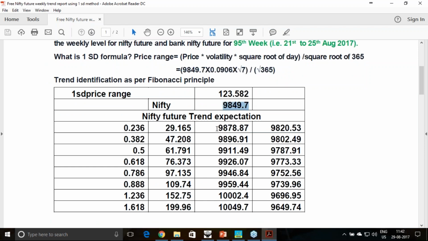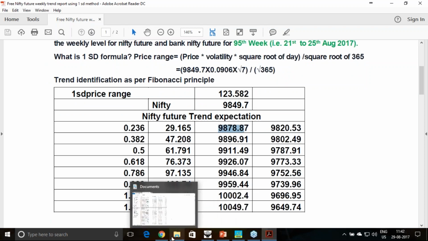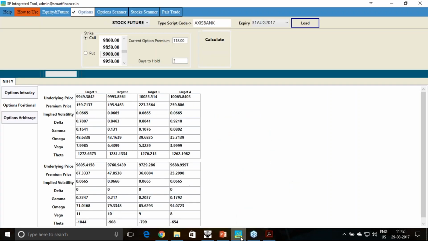On Monday, once you get a breakout on either side, you can think of buying an option for positional trade purposes, and then you can do a calculation to know what targets you can achieve. So this is how you should do the option positional trade.